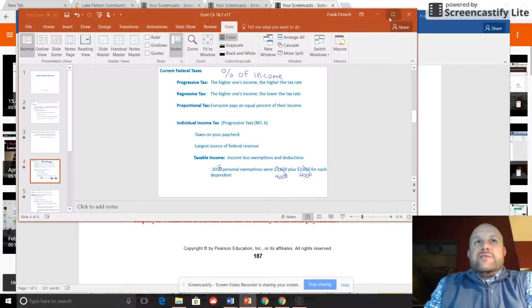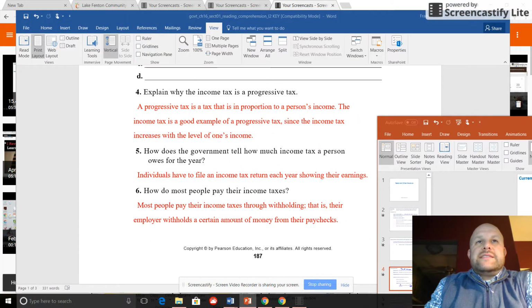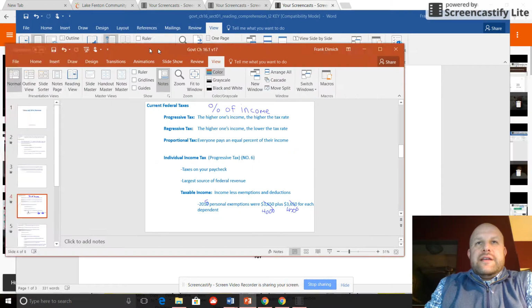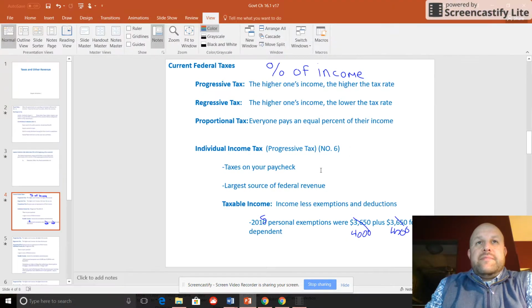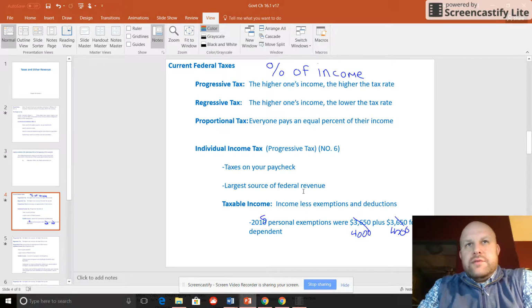So number 6, the question's asking, how do most people pay their income taxes? So this is writing this down: either through taxes on your paycheck, withholdings, which is the largest source of federal revenue. Incidentally, this is a progressive tax. The higher your income, the higher your tax rate.